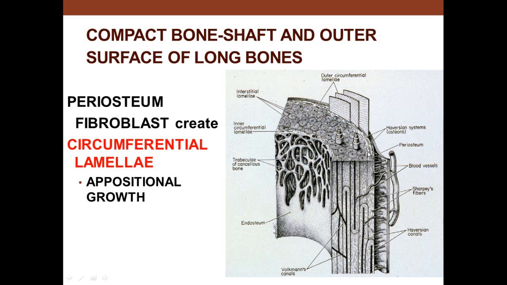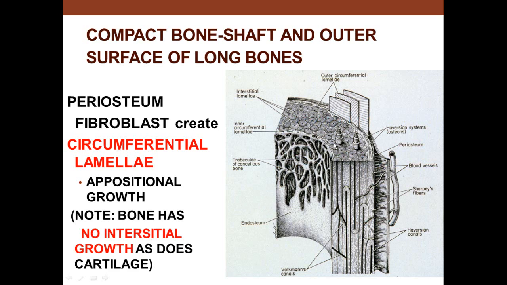Osteoblasts are producing osteocytes by appositional growth, and as they grow they make these lamellae. These are circumferential lamellae on the outside, and that's part of the periosteum. So cells differentiate from the periosteum to give rise to osteoblasts, which then get trapped as osteocytes, and that produces the outer circumferential lamellae. There's no interstitial growth, so bone can't expand because of the calcium deposits. It can't expand like cartilage can, and so it can only grow by appositional growth.